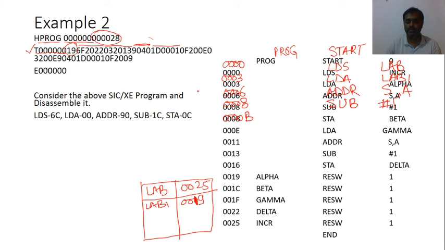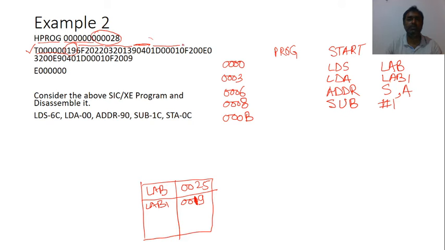0F200E. What will be the binary equivalent? 0000. F means 1111. 200E means 0010, 0000, 0000, then E means 1110.